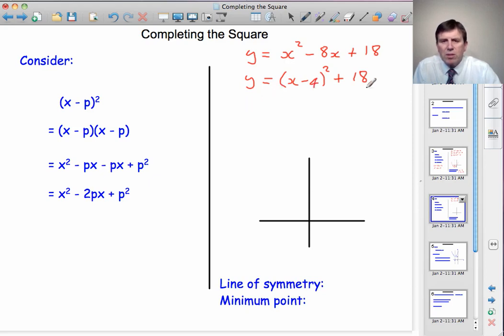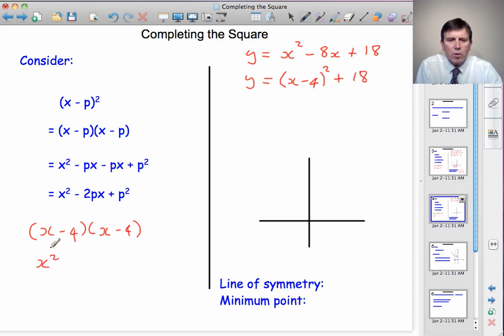But that doesn't mean that this expression on the right is the same as that expression there, because if I multiply out x minus 4 multiplied by x minus 4, then what I get is x squared minus 4x minus another 4x is minus 8x, which is what I want, but it introduces this term on the end of minus 4 squared. Minus 4 times minus 4 is plus 16.